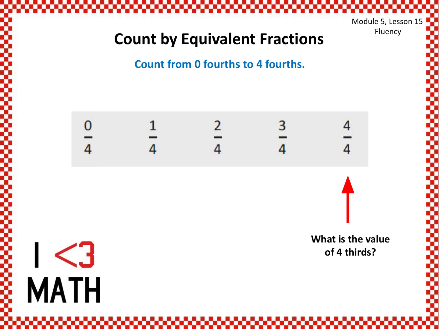This is Fluency Module 5, Lesson 15. And we're going to start by counting by fourths from 0 fourths to 4 fourths. So 0 fourths, 1 fourth, 2 fourths, 3 fourths, 4 fourths. The question here is, what is the value of 4 thirds?